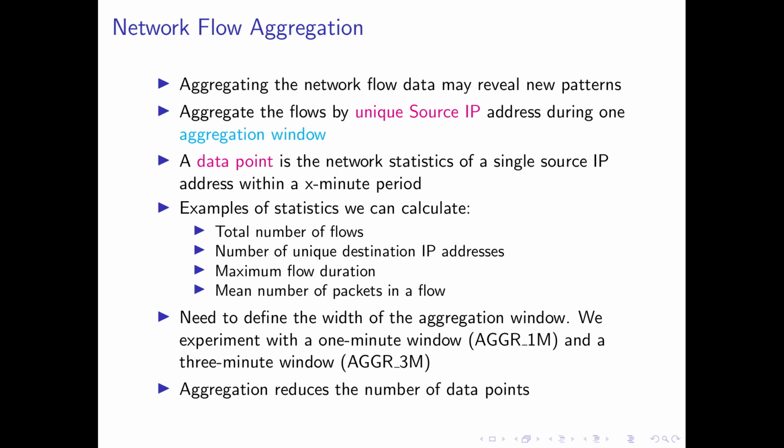In this work, we experiment with two aggregation windows, concretely a 1 minute aggregation window and a 3 minute aggregation window, and we denote them as Agg1M and Agg3M. In comparison, on the previous slide, we talked about just network flows being the data points, and those we denote as NoAgg. And maybe one point to note here: aggregation further helps us by reducing the number of data points, which is really large in the case of computer networks. So this is helpful, just easier to work with.